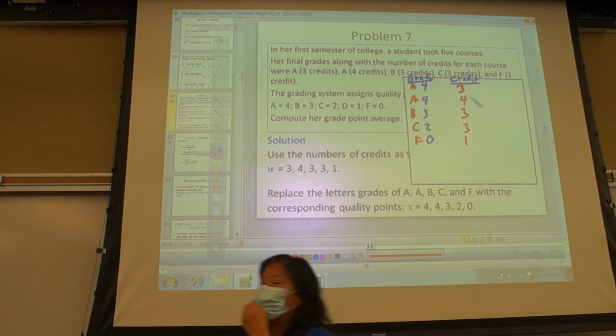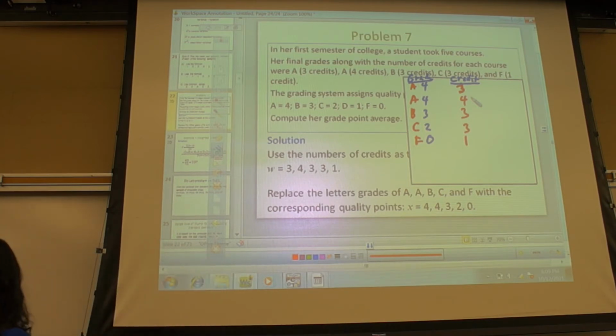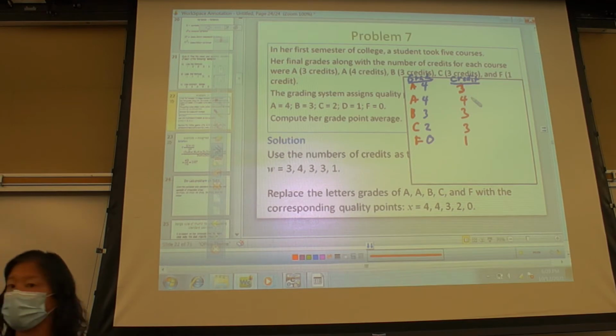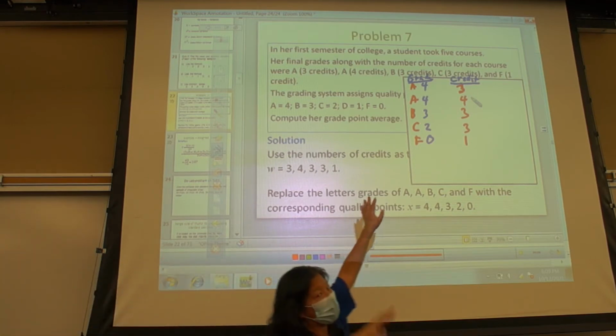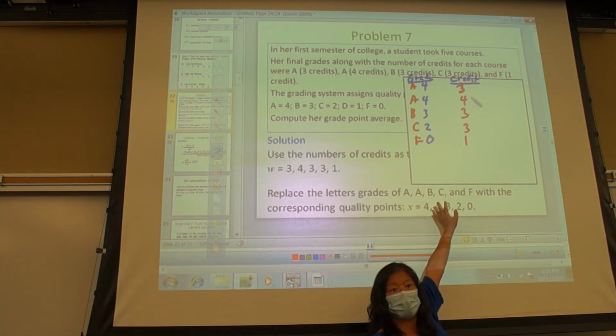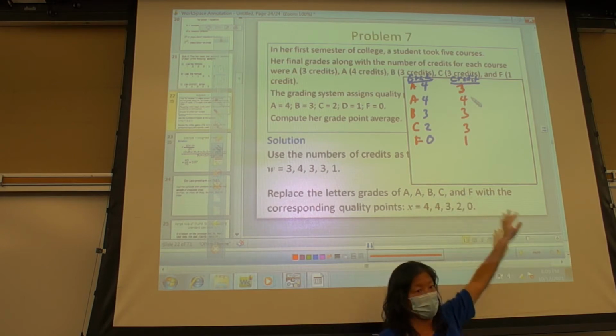And again, what varies from person to person? What's my variable in this situation? The grades or the credits? The grades. The grades are what varies from person to person. So you do not divide by the grades. You don't divide by your variable. You divide by the other thing.